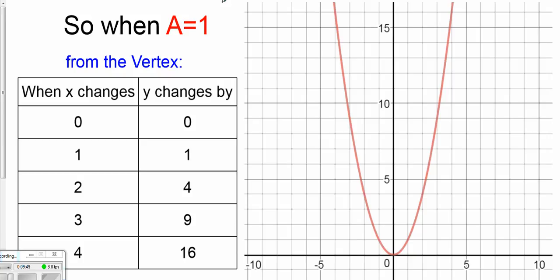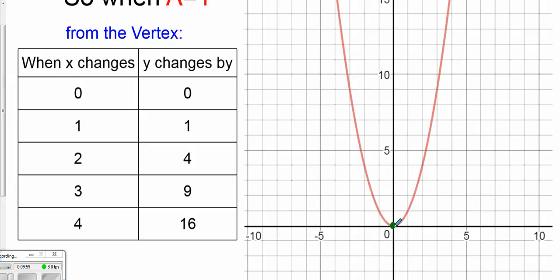So, again, just kind of a visual representation. When a is 1 and we come from the vertex, so if we start here, obviously, when x changes by 0, y is going to change by 0. It's not going to move. When x goes over 1, y goes up 1. When x goes over from the vertex 2, y goes up 4. When x goes over 3, y goes up 9, and so on.